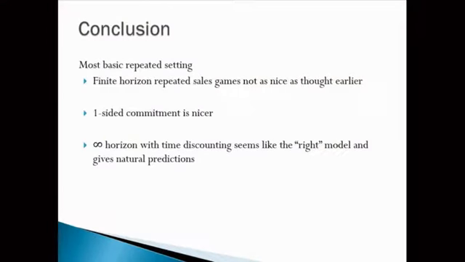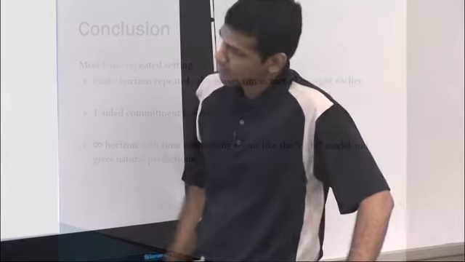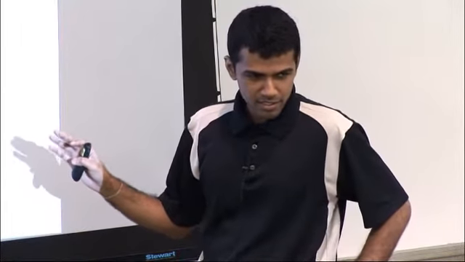So the finite horizon repeated sales game is not as nice as it was thought earlier. Threshold equilibria don't exist for most distributions, and one-sided commitment is better. You get something. The revenue at least grows with n. I think it seems like the infinite horizon with time discounting is the right model because it gives something that you would expect in reality.